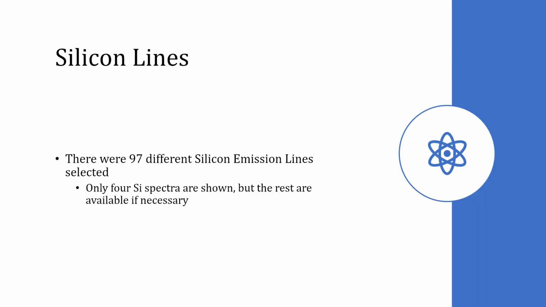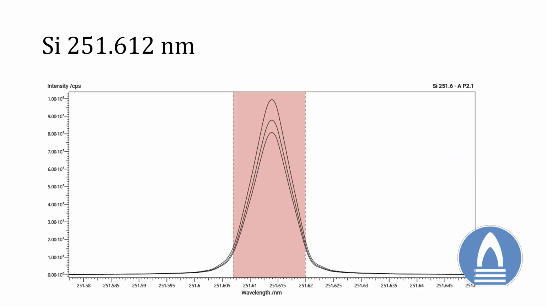So onto the silicon lines. There were 97 different silicon emission lines. I'm just showing 4 of these silicon lines, but the rest are available if you want to have a look at it. So the well-known silicon 251 nanometers, and you can see that the intensity is quite nice at 1 billion counts per second.